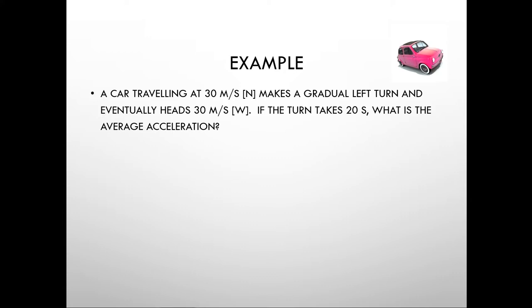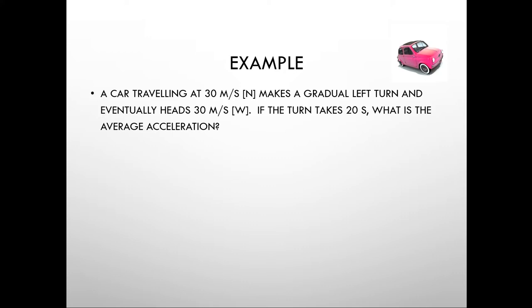Looking at an example, if a car is traveling at 30 meters per second north and makes a gradual left turn and eventually heads 30 meters per second west, if the turn takes 20 seconds, what is the average acceleration? Now, initial thought might be, well, it's traveling 30 meters per second at first, and it ends up also traveling 30 meters per second at the end, so therefore there's no acceleration, there's no change in speed. And it's correct to say that there's no change in speed.